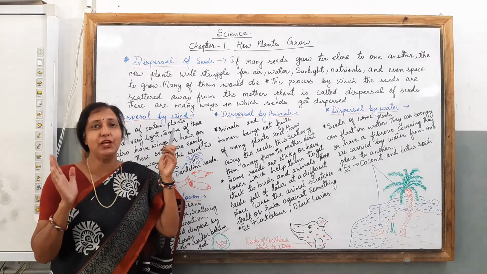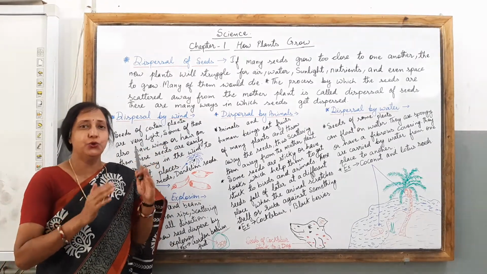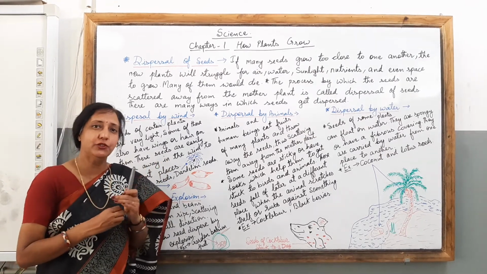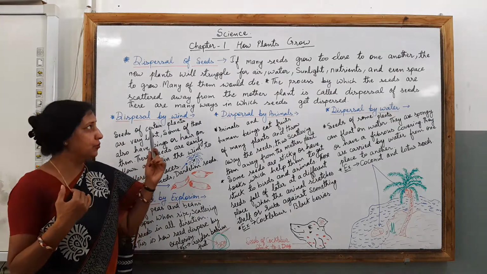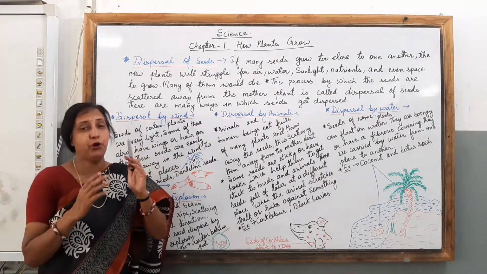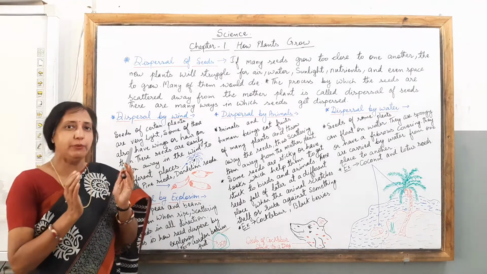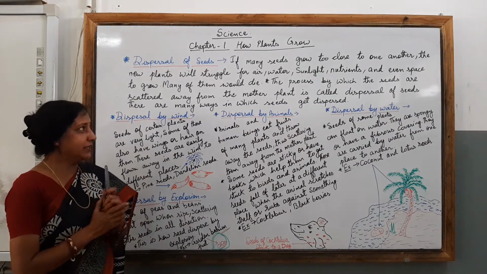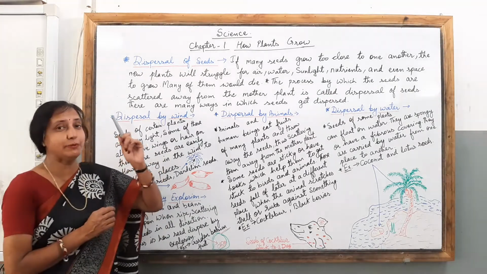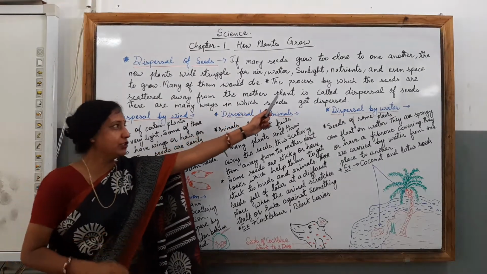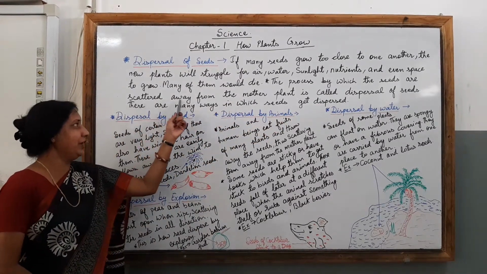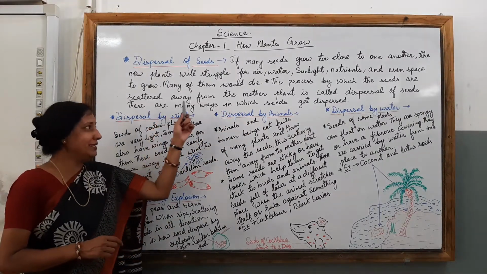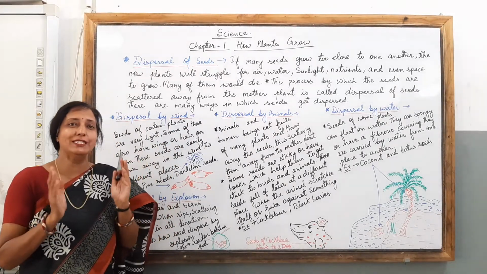As you know, each and every plant needs a proper amount of space to grow its roots and branches and absorb nutrients from the soil. They also need air, water and sunlight. So if they are not getting proper space, they will not be able to survive and thus they die. So children, now you will know what we mean by dispersal of seed. The process by which the seeds are scattered away from the mother plant is called dispersal of seeds.